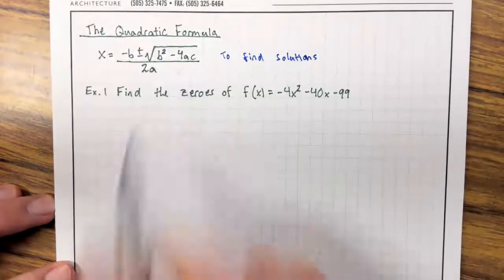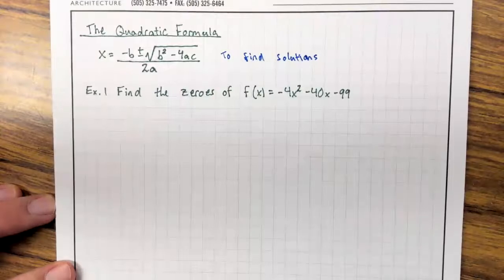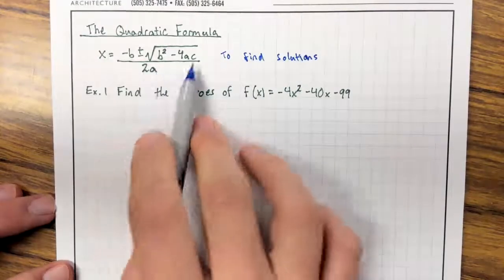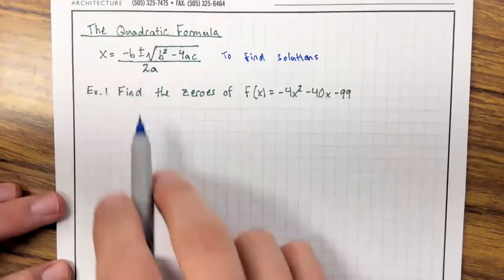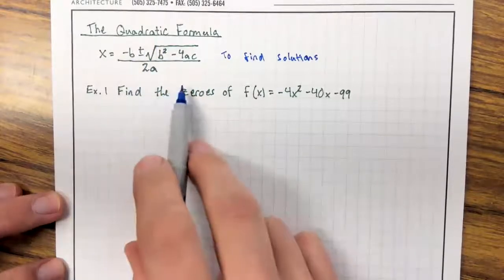So if we ever get a quadratic equation where we can't factor it, I know I showed you some examples like that, then you would just go ahead and use this formula, and you'd be guaranteed to find some solutions. And so I just got an example here I'll walk you through.